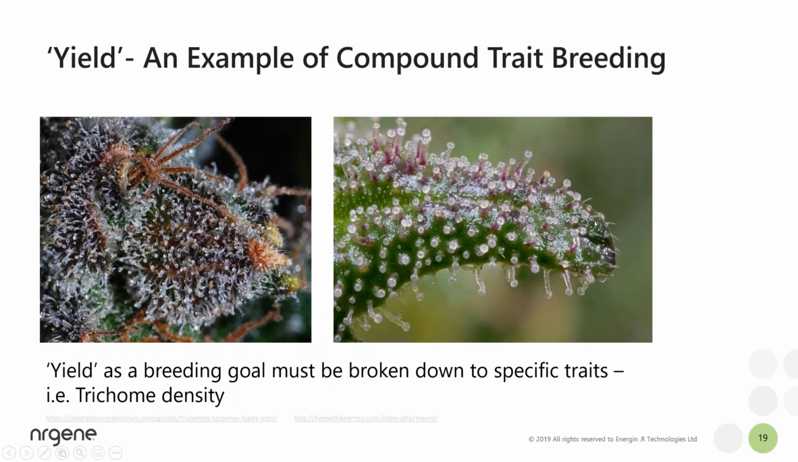If we move up to more complex traits, I've been asked many times, can you breed for yield? Obviously yield is not a trait on its own, it's a mix of multiple traits. So if you breed for yield and you desire higher cannabinoid yield, you need to break down the specific components of yield into individual traits, what we call compound traits. For example, trichome density, we breed for that, or the number of buds or the size of buds, we breed for that separately and then combine multiple traits.